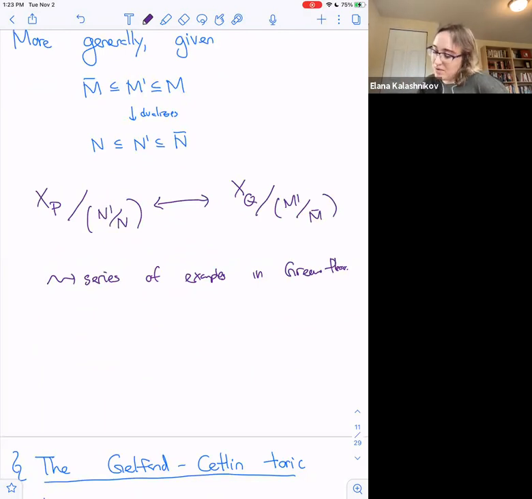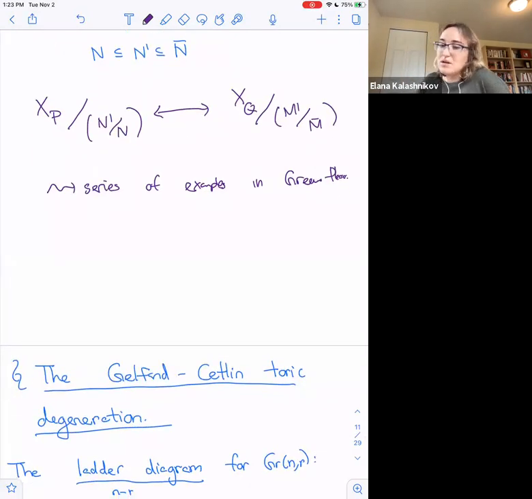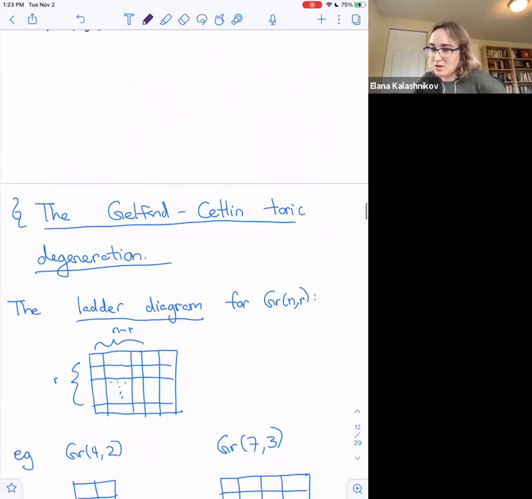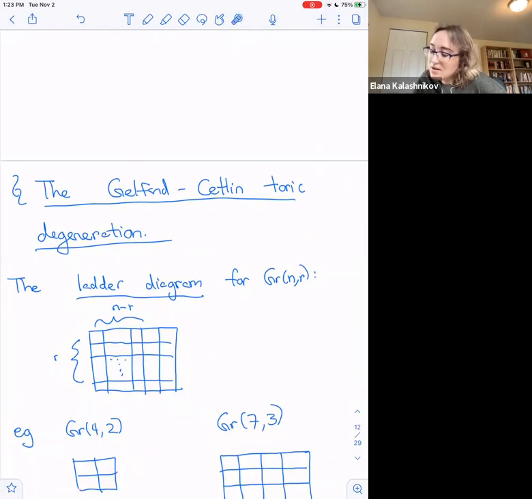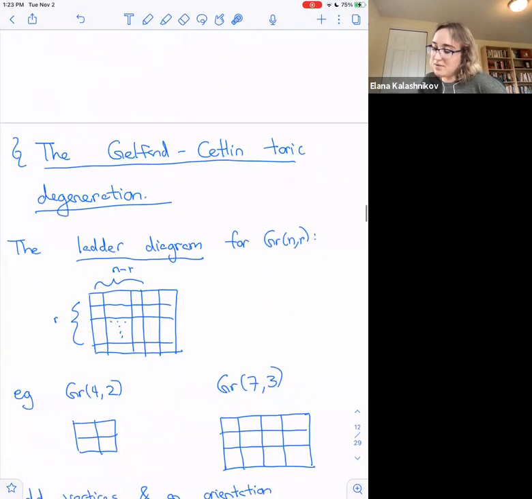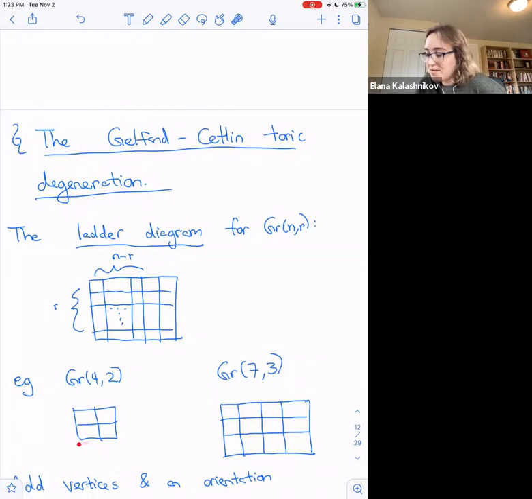And now I want to tell you about the Gelfand-Zetlin-Tarski generation. I'm going to need to describe it to you quite explicitly, so I'm going to introduce some of the combinatorics of it. A useful way of describing the Gelfand-Zetlin-Tarski generation is via ladder diagrams. The ladder diagram for the Grassmannian Gr(r, n) is just an r by n minus r dimensional grid. So for example, for Gr(2, 4), it's a 2 by 2 grid. For Gr(3, 7), it's going to be a 3 by 4 dimensional grid.